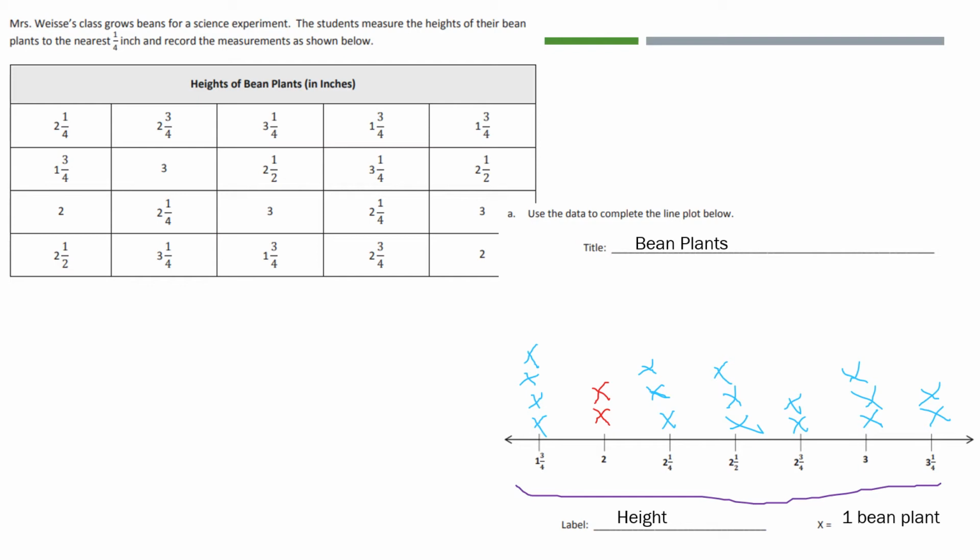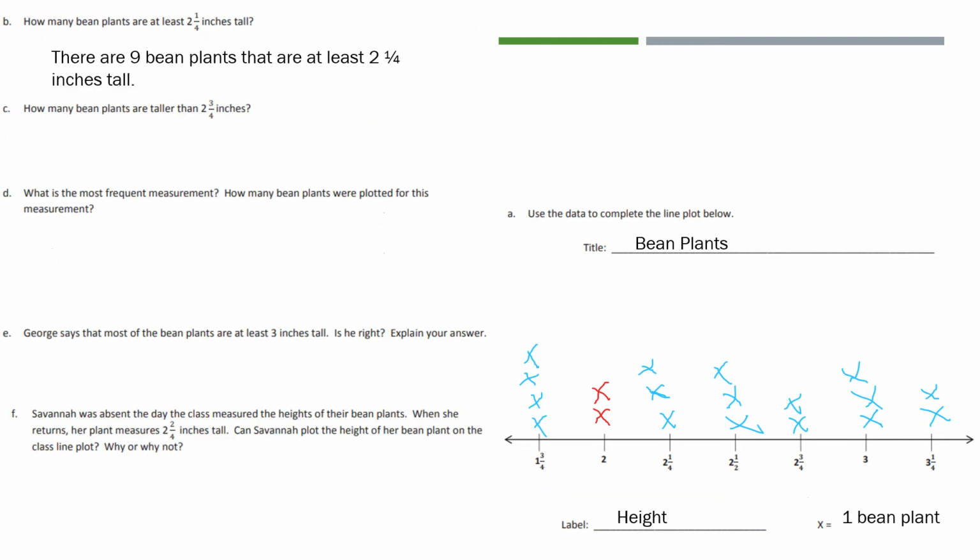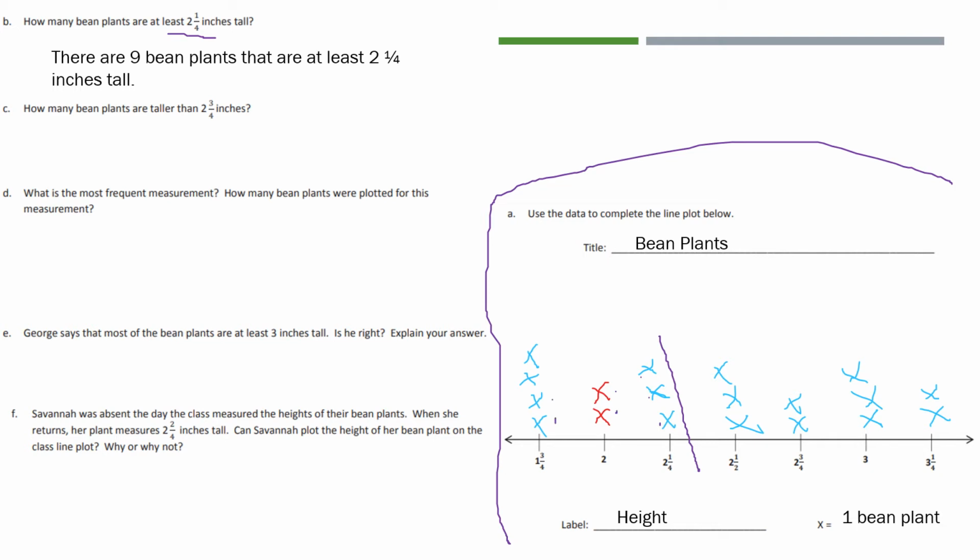So for this next problem, you will see I will bring this graph over. So here we see again, like I just said, this is what I just brought over. That way we can answer these problems. So this first problem asks, how many bean plants are at least 2 1/4 inches tall? So I said there are 9 plants that are at least 2 1/4 inches tall. Here's our 2 1/4 inches. So we have 1, 2, 3, 4, 5, 6, 7, 8, 9. So that's why I wrote there are 9 bean plants that are at least 2 1/4 inches tall.